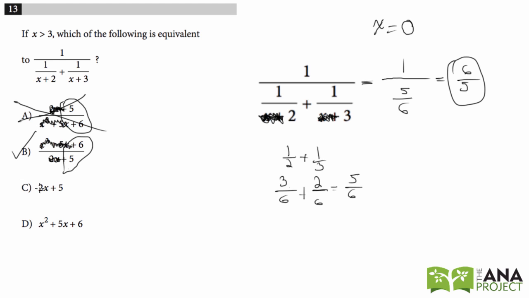So let's try C. 2 times 0 is 0. These aren't even fractions, so these definitely are not going to work. 2 times 0 is 0 plus 5, so that would just be 5, and 5 is not 6/5. 0 squared is 0, plus 5 times 0 is 0. So we're just left with 6, and 6 is not 6/5. Now you see why I chose 0 for this choice.